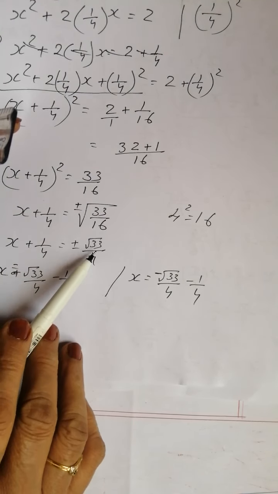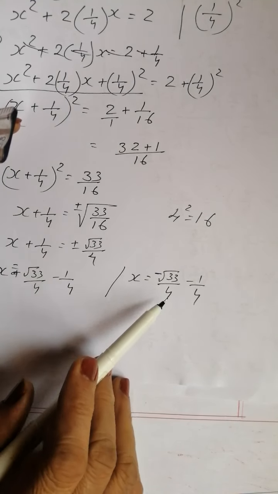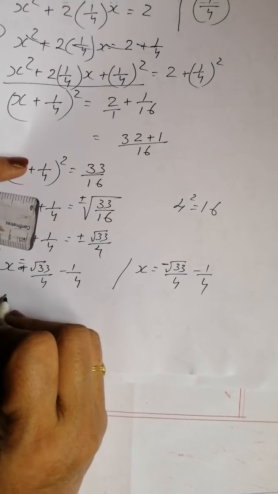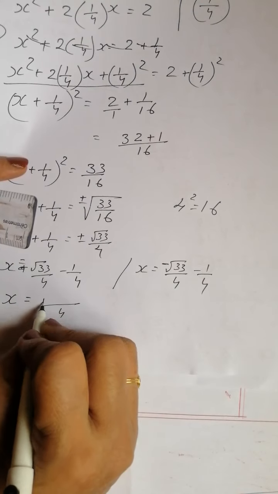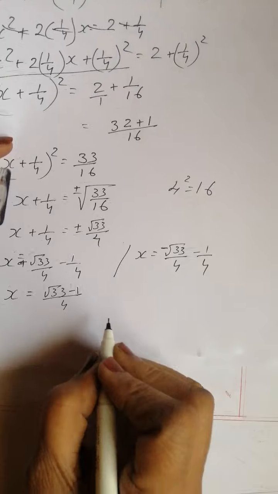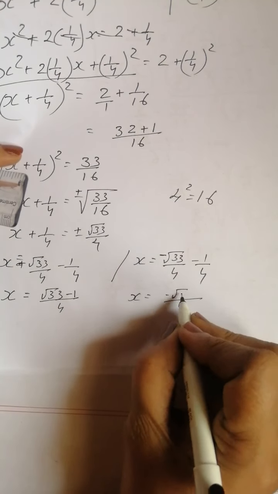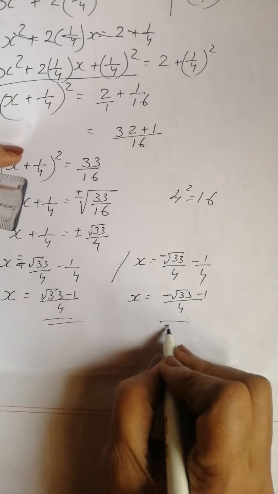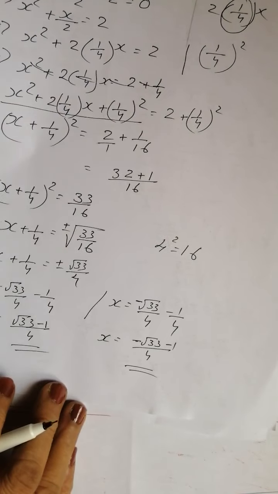So plus root 33 by 4 I have taken here, and minus root 33 by 4 I have taken here. Clear? Now when you solve this one, x is equal to, LCM is 4. You will get root 33, that is in plus sign, minus 1. And in this portion you will get 4 minus root 33 and minus 1. Clear? These are the two roots. Easy, no? Okay, got it?